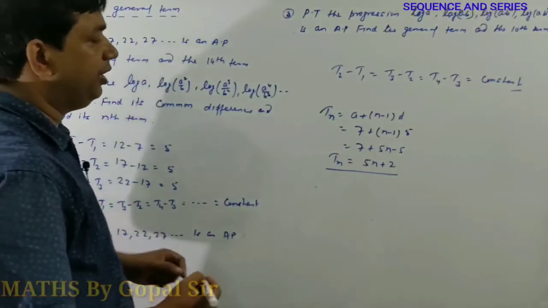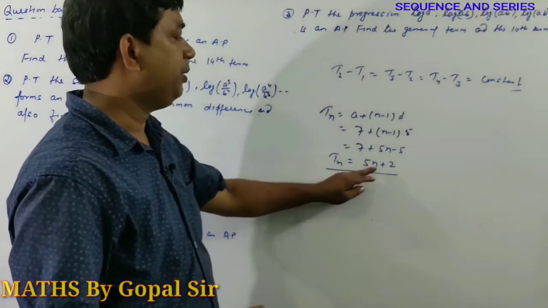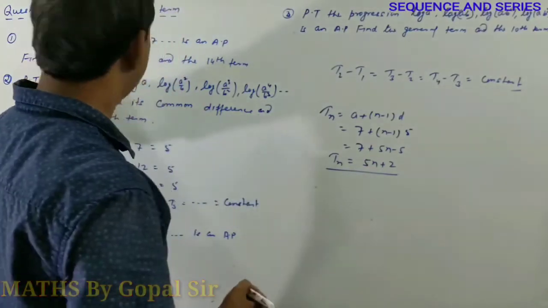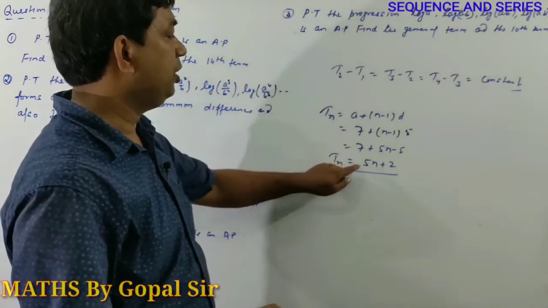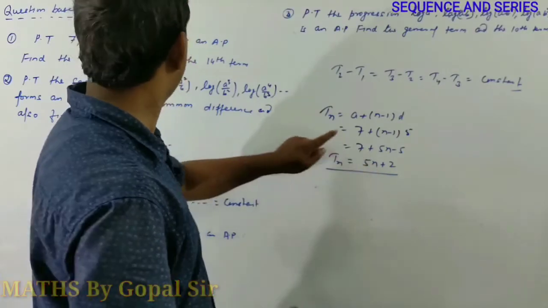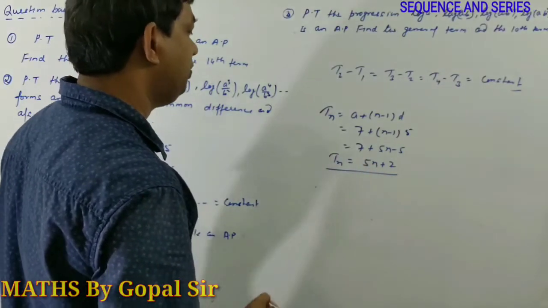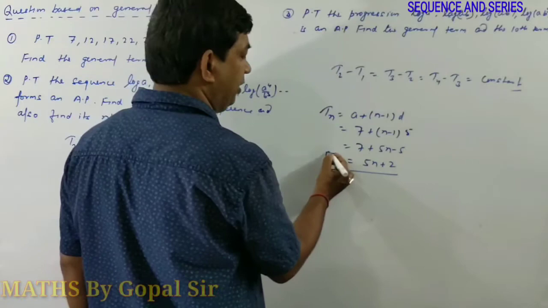So you can just verify it. If you put n equal to 1, then 5 times 1 plus 2, 7 will come. If you put n equal to 2, then 5 times 2 is 10, plus 2, 12. In this way we can check whether our answer is correct or not.